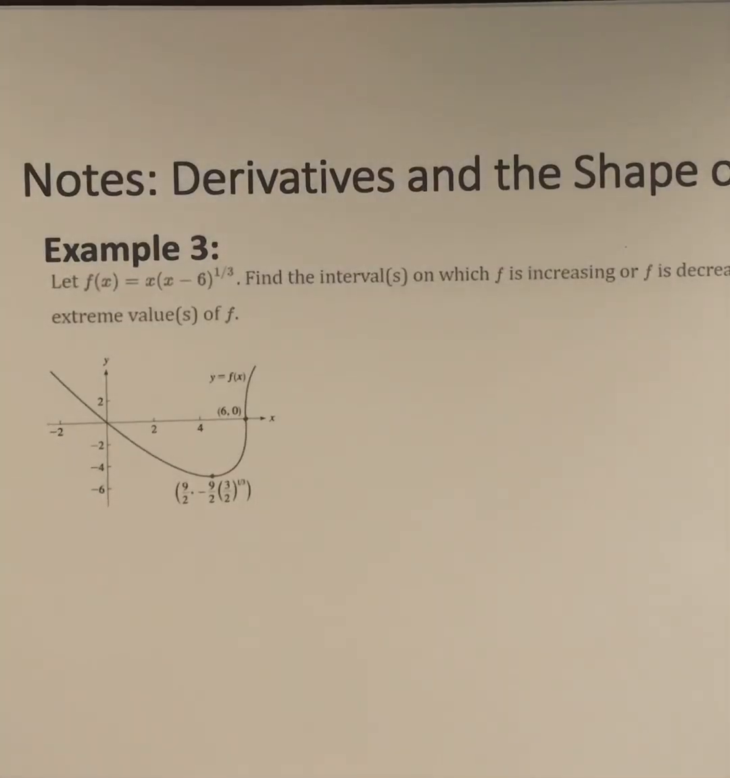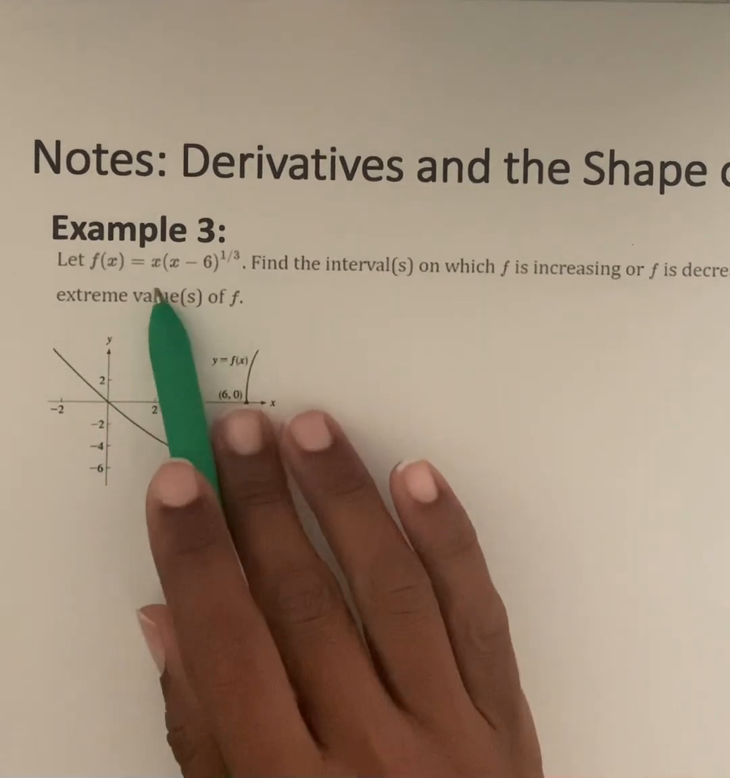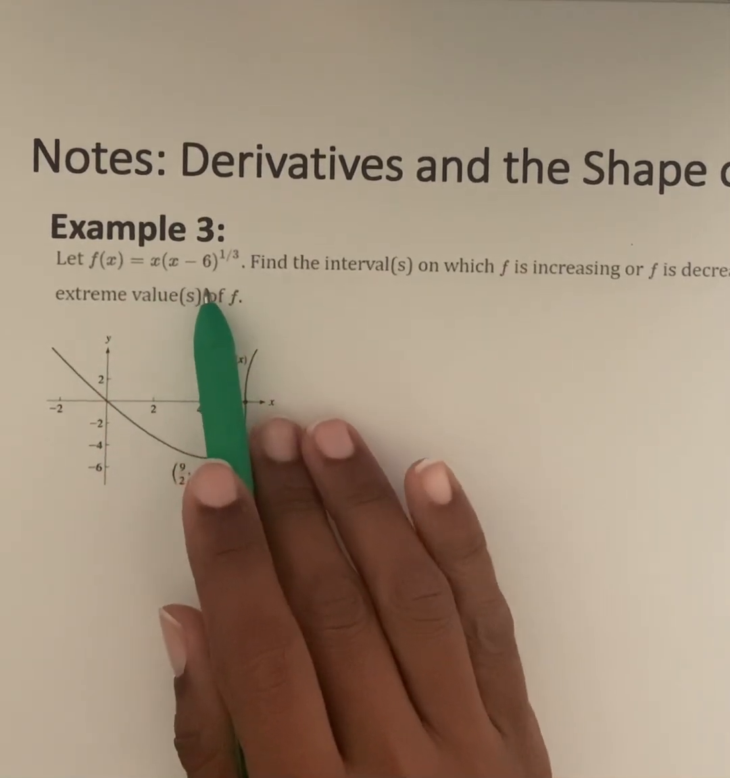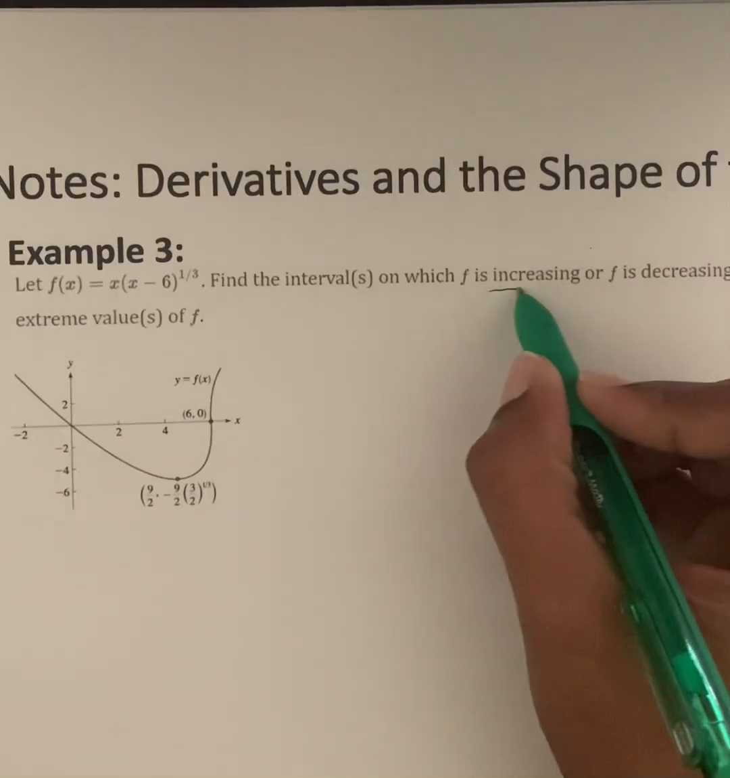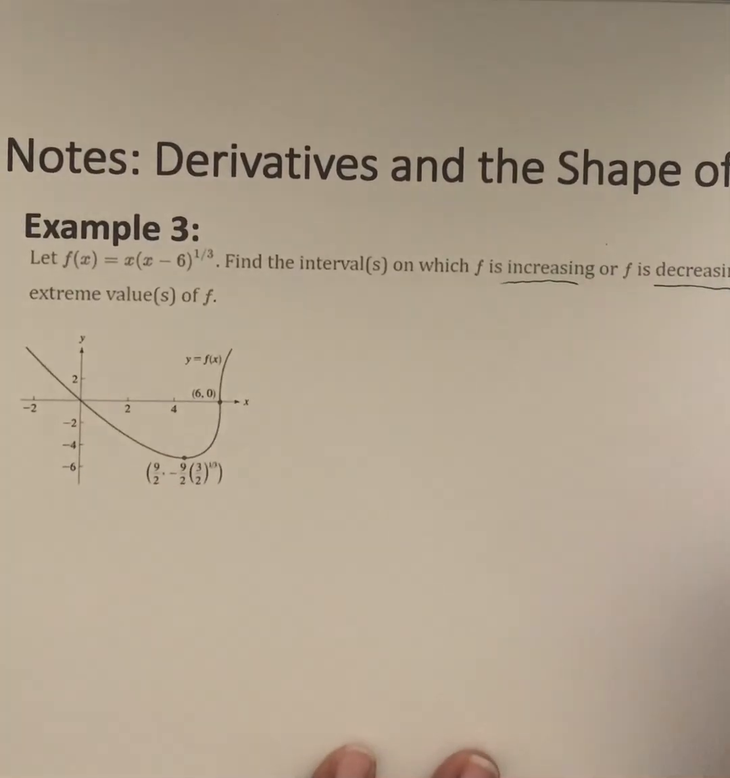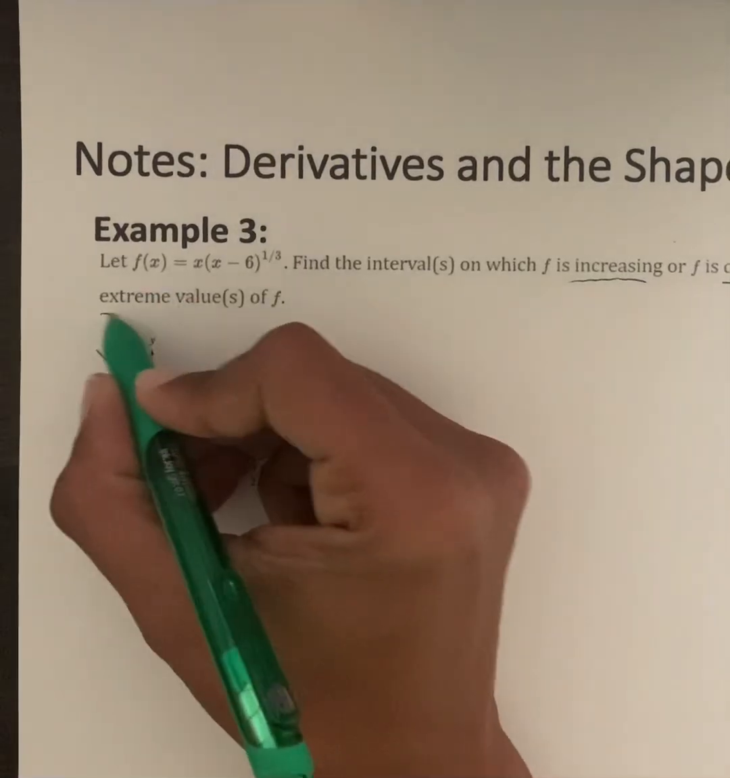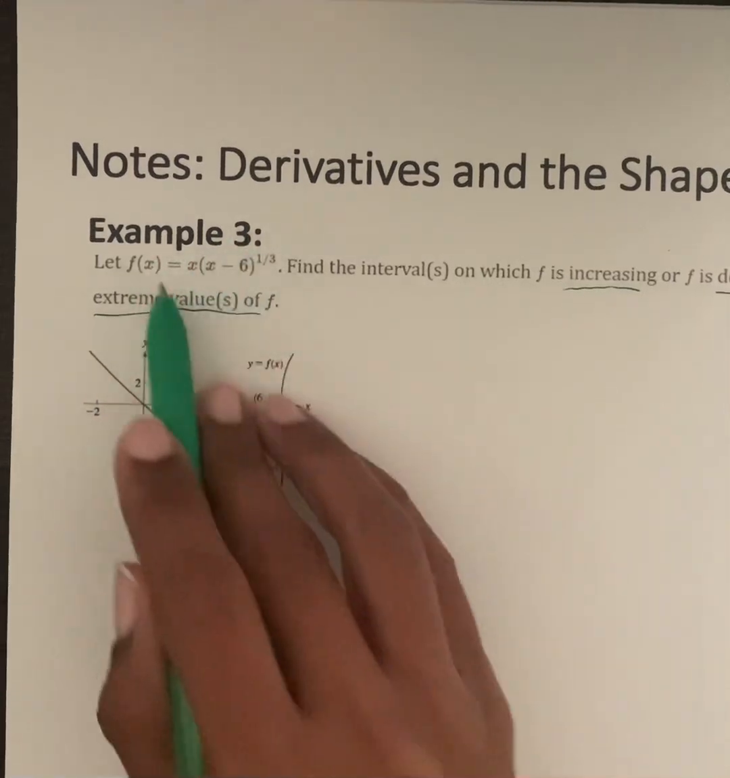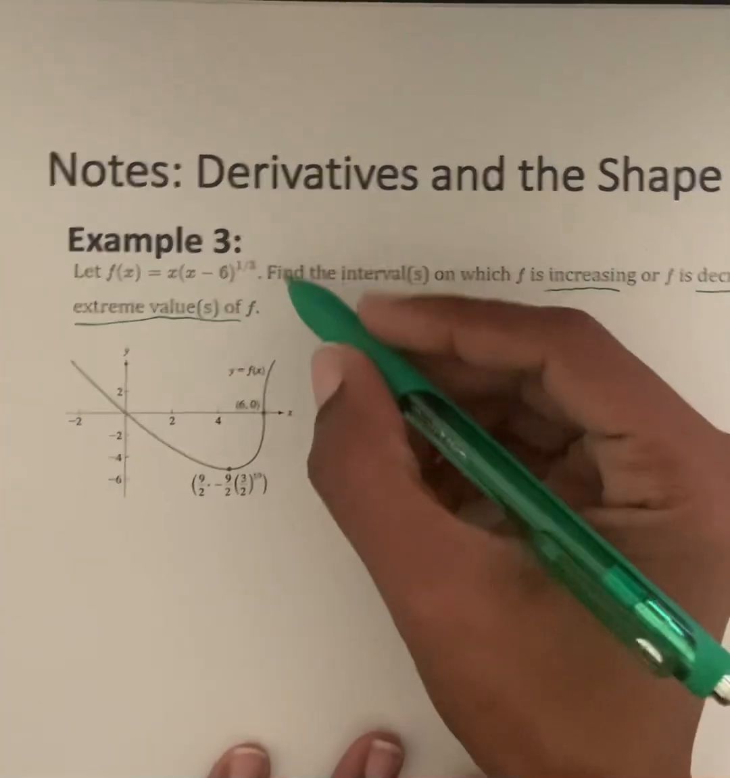All right, let's take a look at example 3. Let f of x be x times (x minus 6) to the power of 1/3. Find the intervals in which f is increasing, decreasing, and find the local extremes. Now note here, what we have is a product, so we are going to use the product rule.